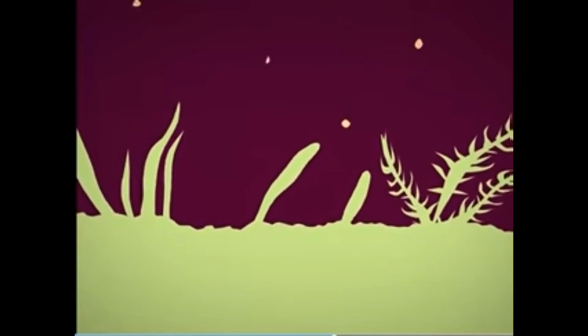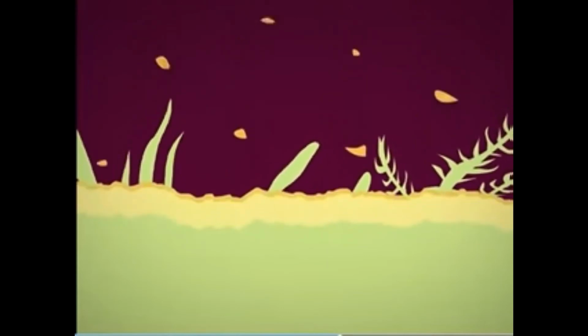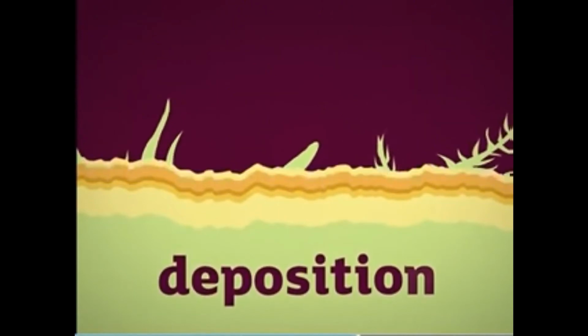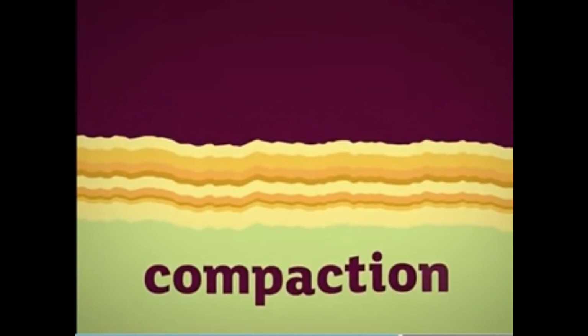Eventually, sediments settle in one place. For example, they may sink to the bottom of the sea. This is called deposition. More layers of sediment are deposited on top. Over millions of years, the weight of the layers above compress the ones below, and they harden into sedimentary rock in a process called compaction.